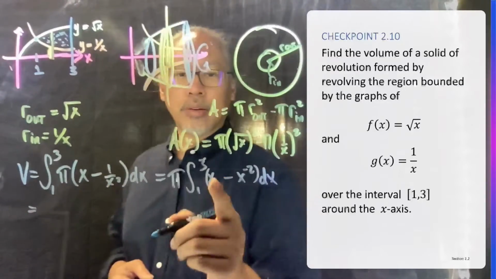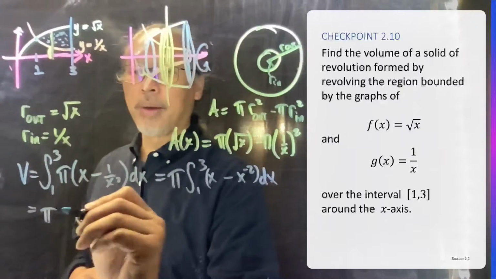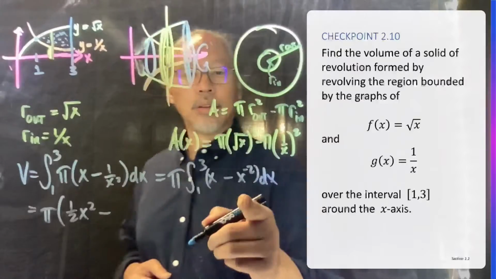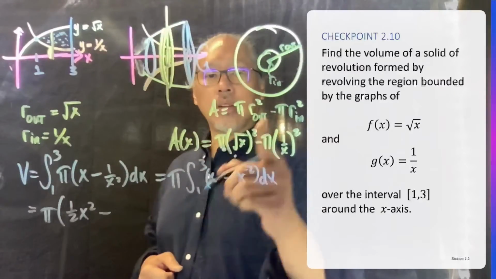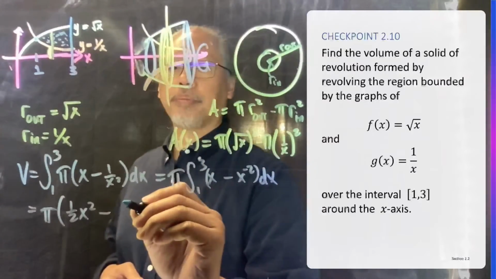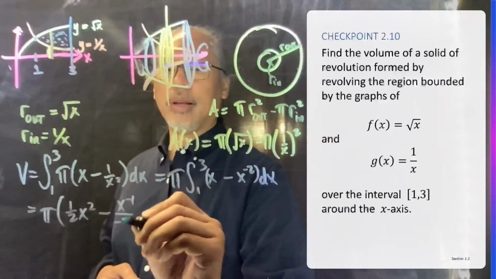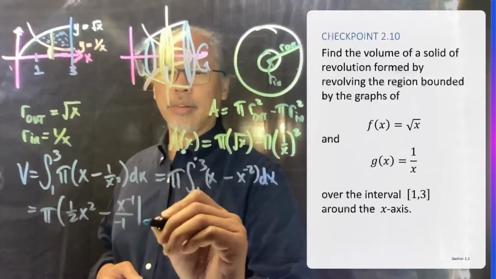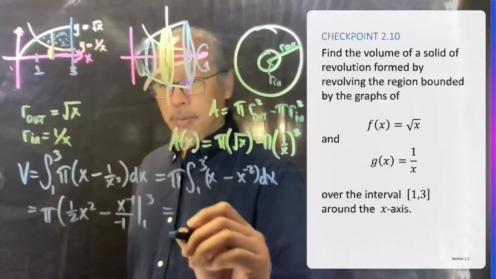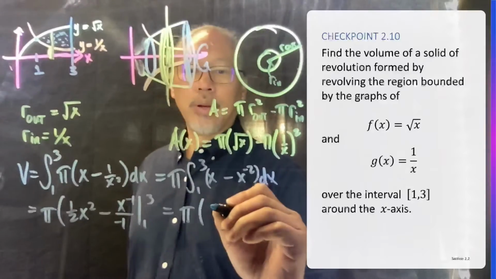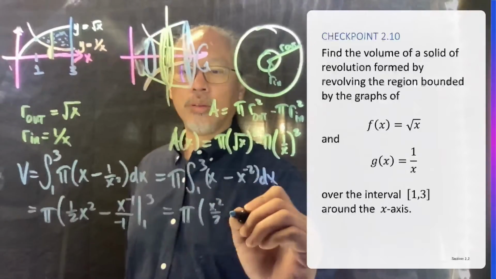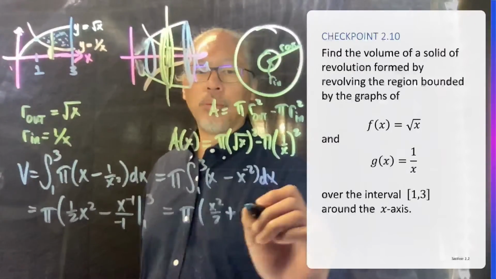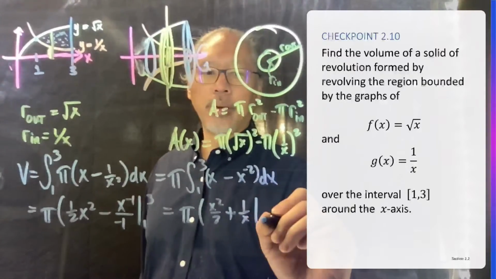So that would give us an integral of 1/2. We'll put the pi in here first, the 1/2 x squared. And here, this is going to be x to the negative 1 divided by negative 1, so that makes that a plus 1 over x. We're going to integrate from 1 to 3. Couple more steps. We have x squared over 2 plus 1 over x, evaluated from 1 to 3.